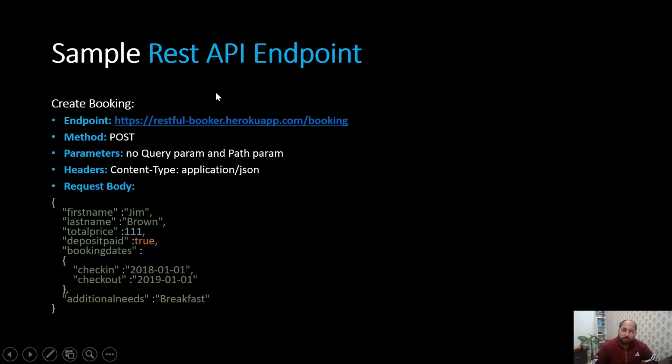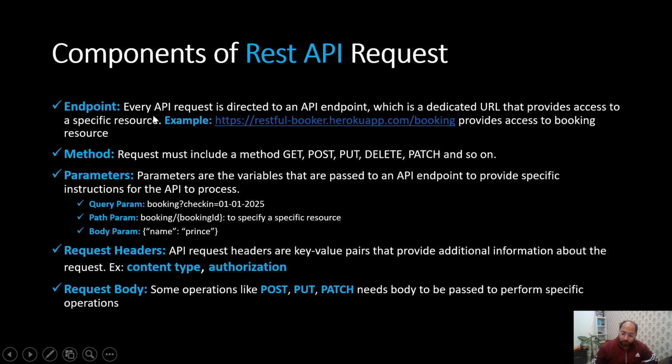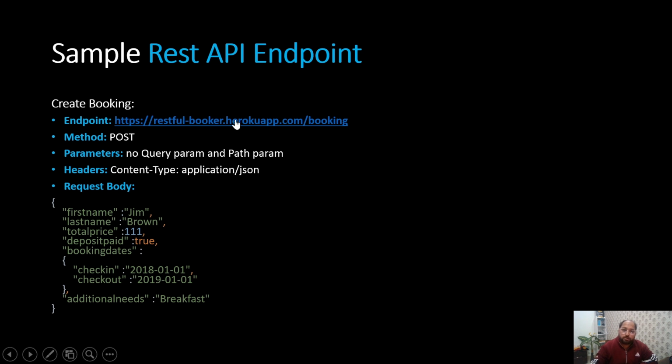Now let us understand it in detail. This is the sample API request that we just considered. It is available on this particular site, and the purpose of this endpoint is to create the booking. The operation that we are going to use is the post method. We will soon discuss the different HTTP methods, so don't worry about it. For now, just consider that post is used to create a resource. The resource here is booking.